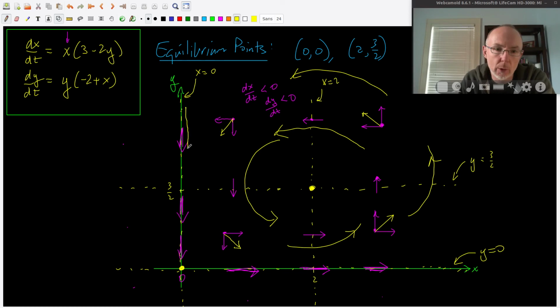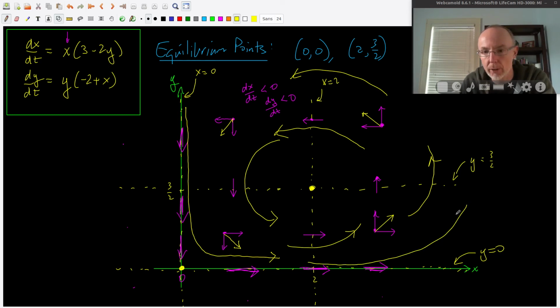If I'm really close to the edge here, I expect the flow to look kind of like this, right? Because I can't cross these lines. Think about it like a fluid flowing. If I'm close down here, then I'm moving to the left. But if I'm a little off the axis, then I'm moving up as well as to the right. If I'm down here, I'm moving to the right and up a bit.